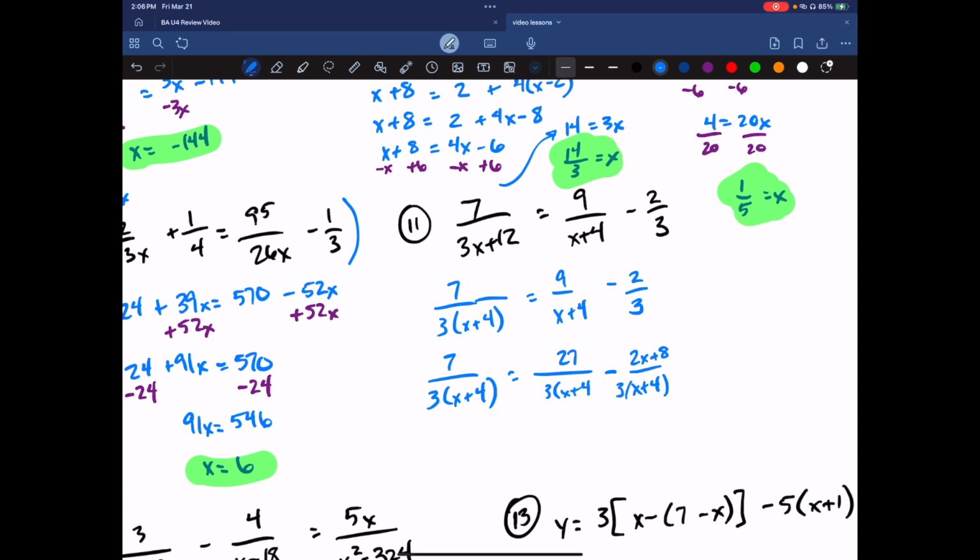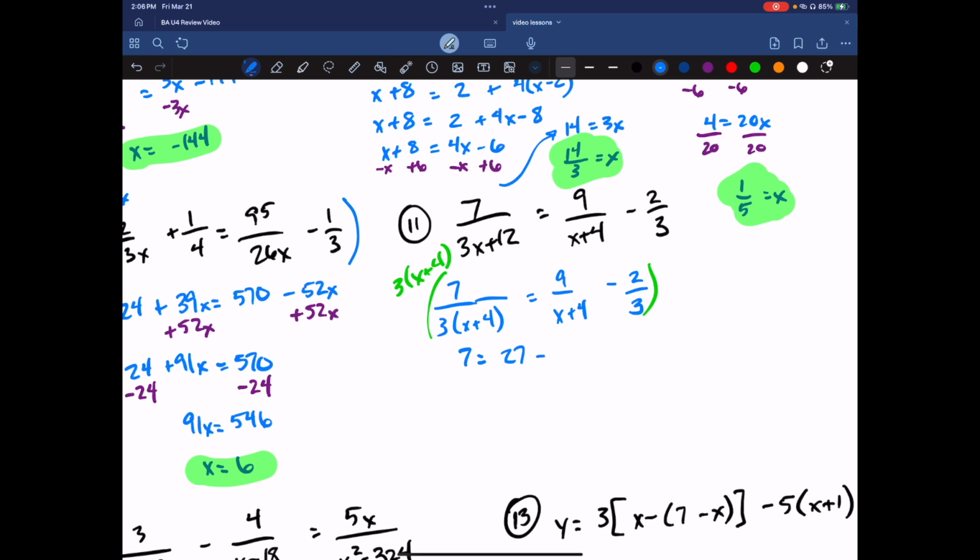Okay, now, what am I doing? We can treat this the same as everything else. I don't need to do all that. I can multiply by what would have been my common denominator. So I'm going to take 3 times x plus 4 and multiply this out. So this is going to be 7 equals the x plus 4's cancel out. 9 times 3 is 27. This is 27. The 3's cancel out, and it's going to be minus 2 times x plus 4.